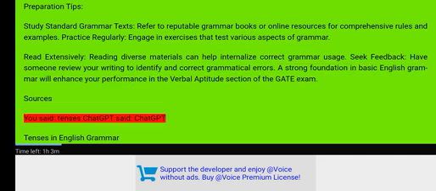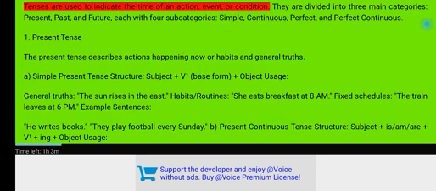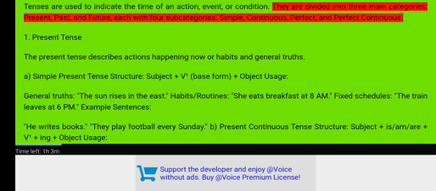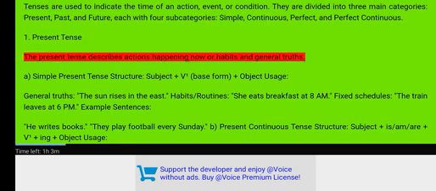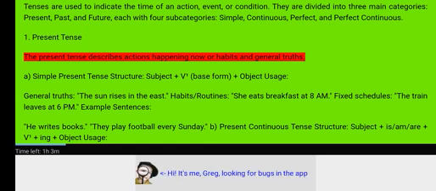Tenses in English grammar. Tenses are used to indicate the time of an action, event, or condition. They are divided into 3 main categories: present, past, and future, each with 4 subcategories: simple, continuous, perfect, and perfect continuous. 1. Present tense. The present tense describes actions happening now or habits and general truths.